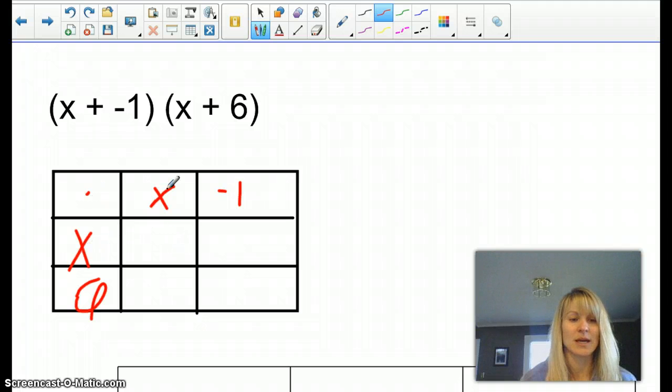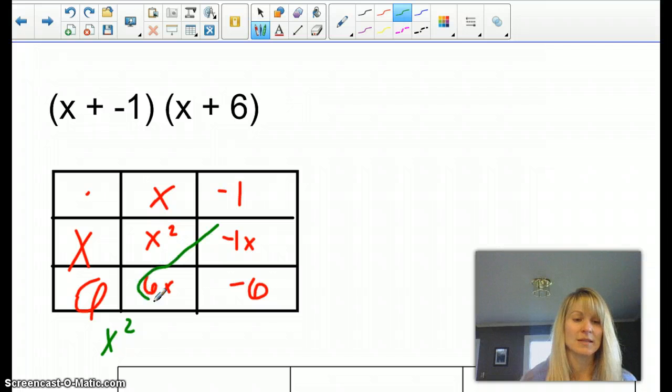So in this box, we said x times x is x squared. In this box, -1 times x is -1x, so we could just say x. Here, x times 6 gives us 6x. And here, -1 times 6 gives you -6. This was our x squared, so we put this here, and these were our like terms. We add these together: 6x plus -1x gives us 5x. Then we have our constant here, which is -6.